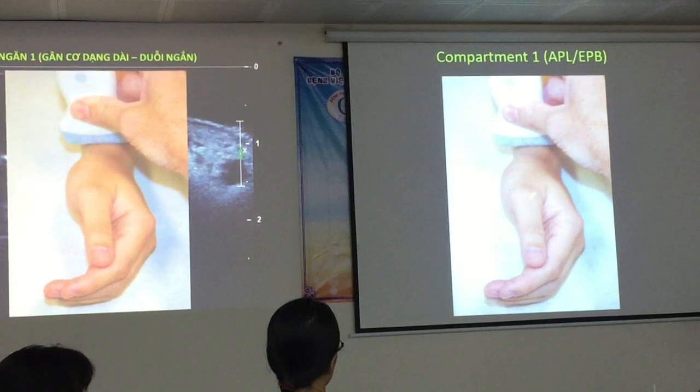And with the patient resting their arm on the bed, I do not use any standoff media or anything. I just plonk the probe directly onto the wrist.